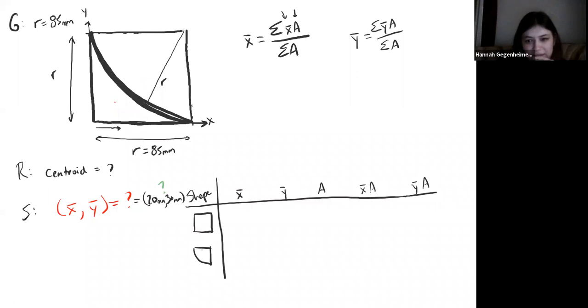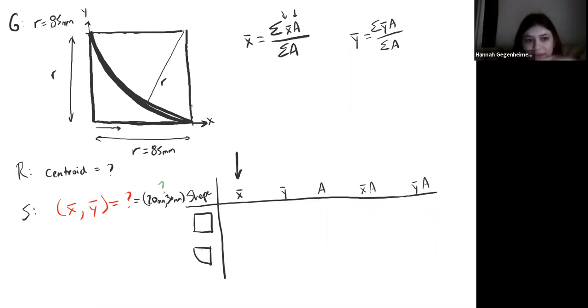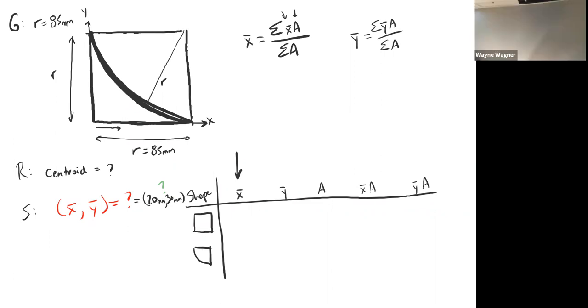Is it a half base times height? Wait, no, we just want to know what is the X coordinate of the center of the rectangle? Oh, is it half of the radius? Yeah, well, in this case it would be an R, but it's half of a side, right? So it's half of 85, so it's going to be 42.5.